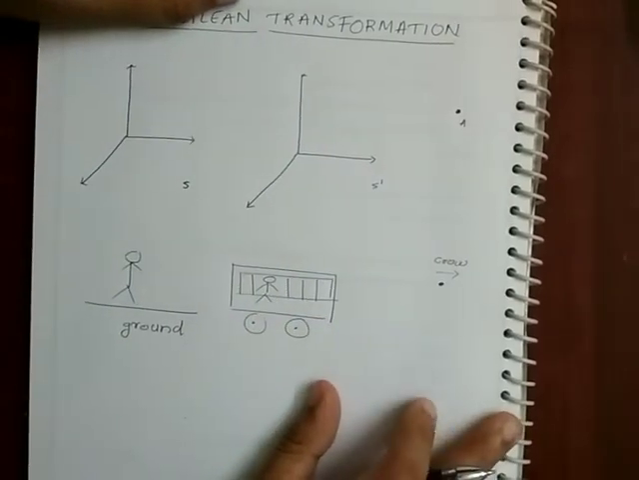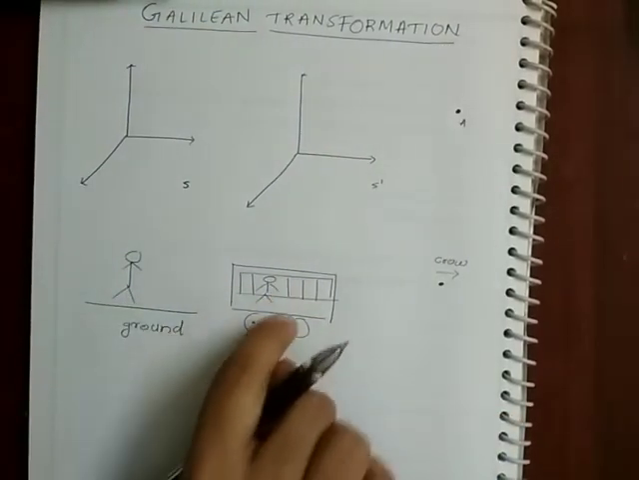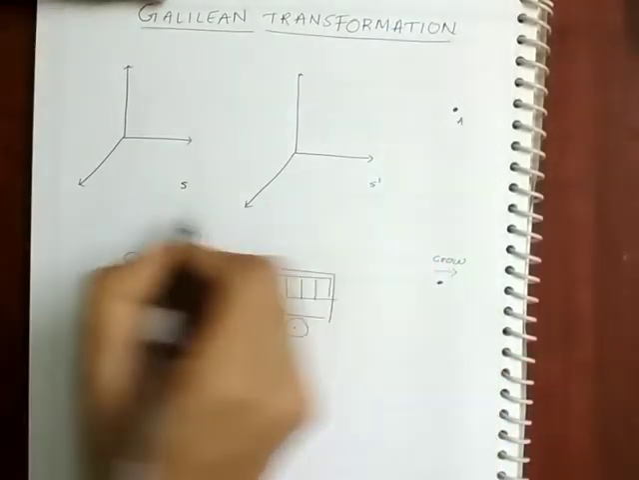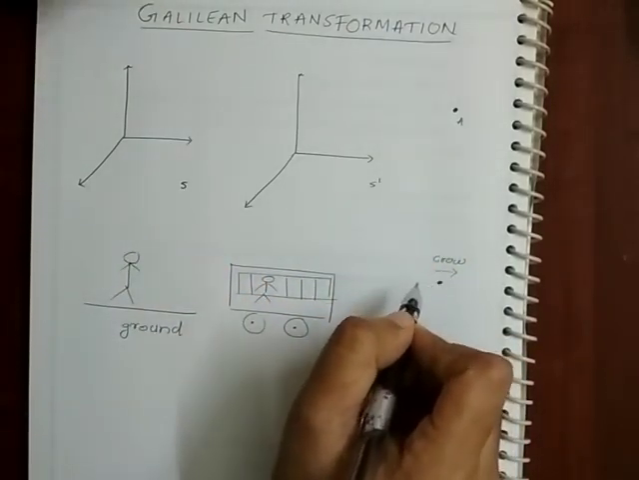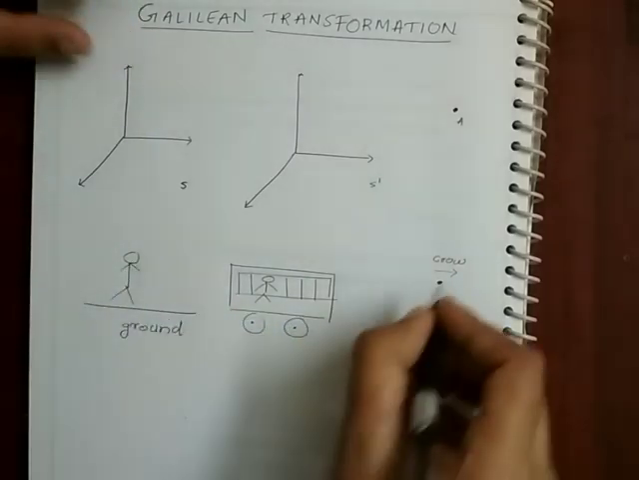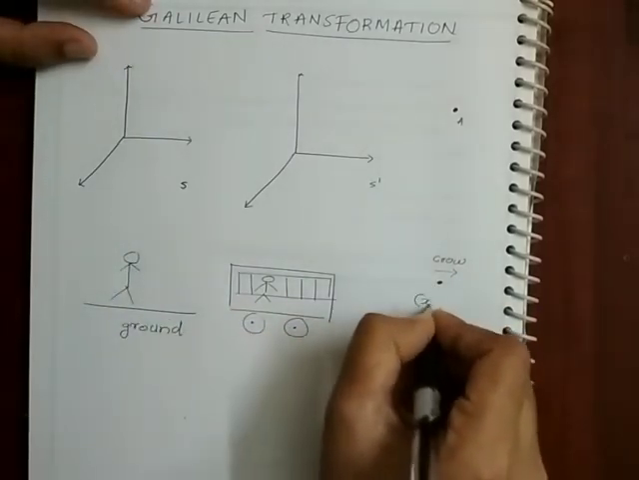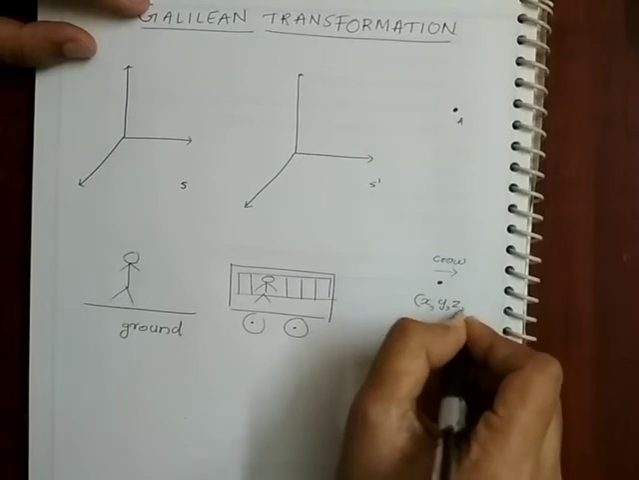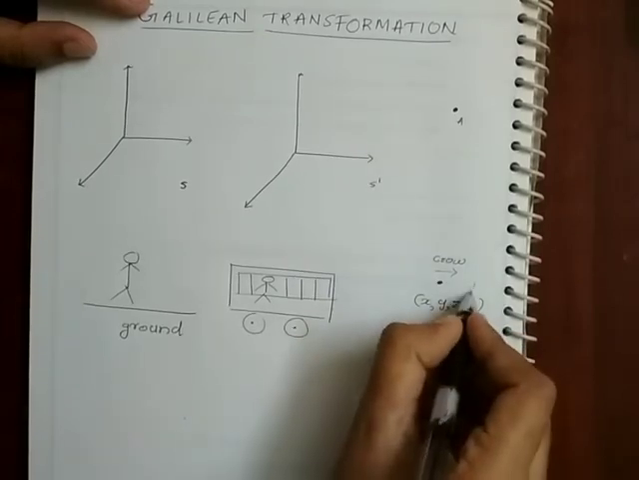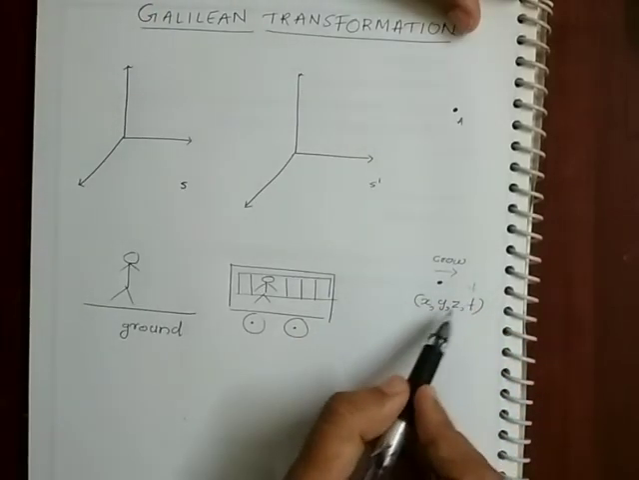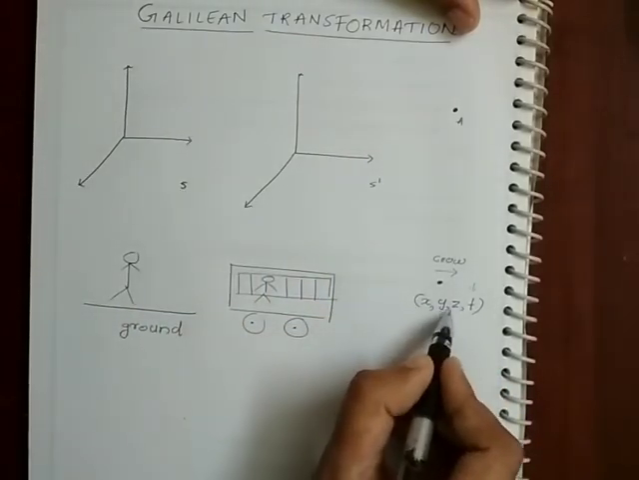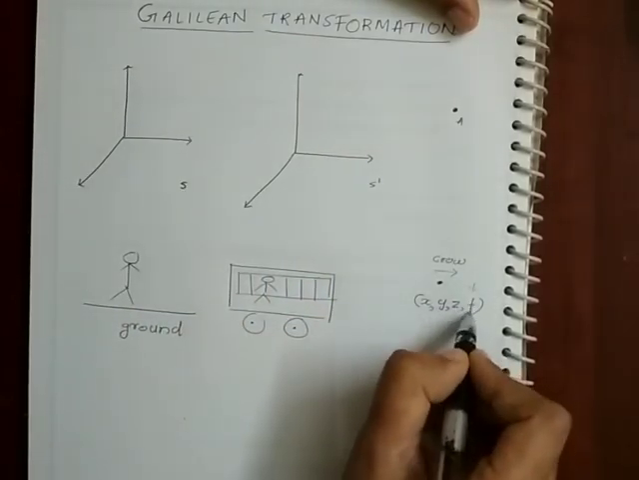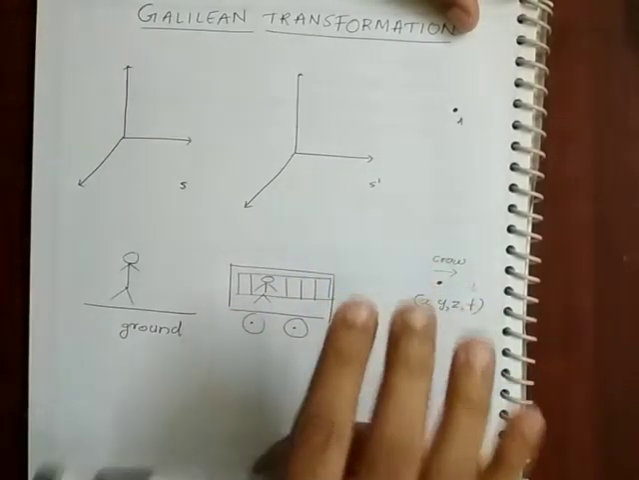This is simply only an example, and two of them are watching the same event occurring. Now for this person, this event is occurring at X, Y, Z and T. So when we talk about relativity, in relativity we have four dimensions that we consider: x-axis, y-axis, z-axis, and there will be a time axis which is the fourth dimension.